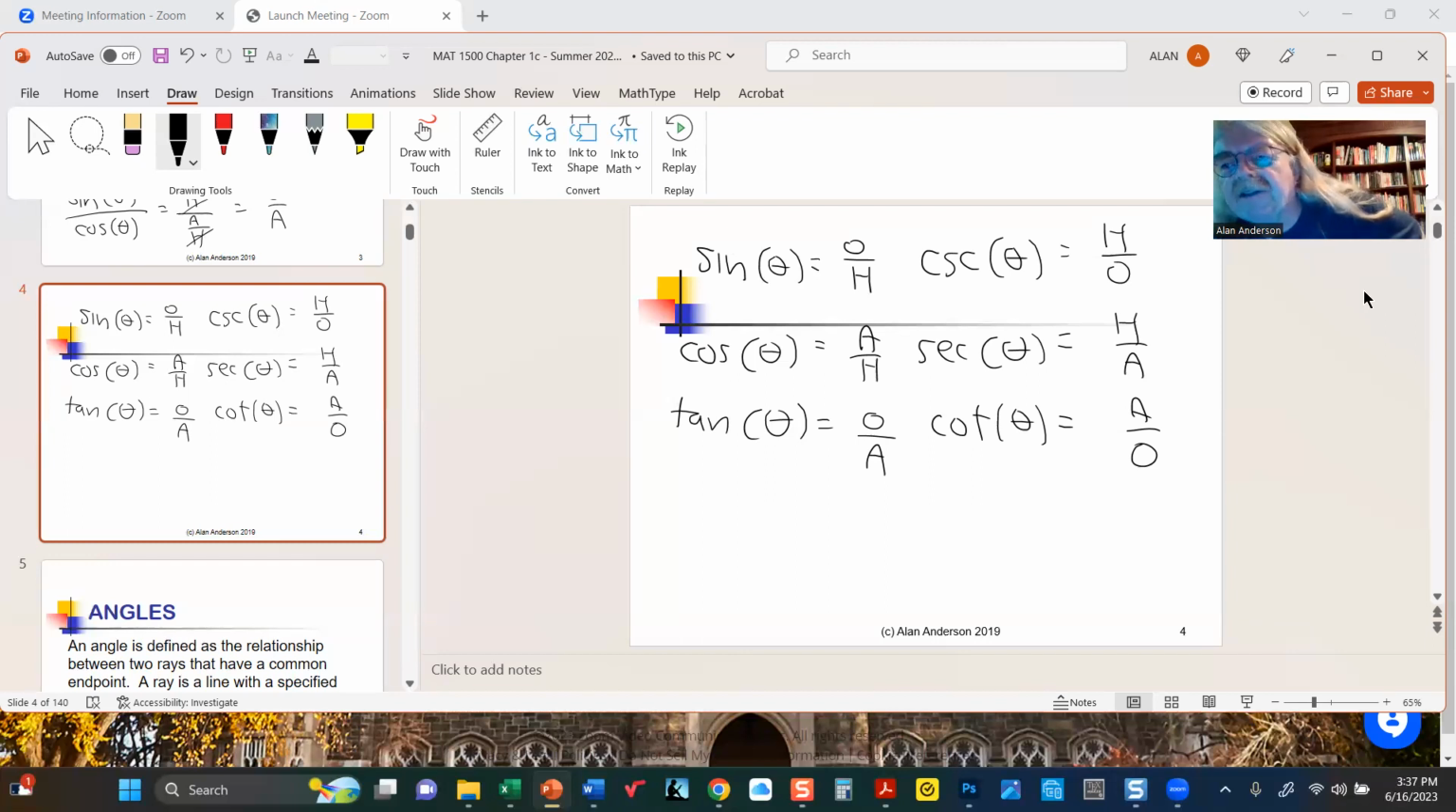For some applications, degrees are more convenient. For some applications, radians are more convenient. That's why we use them both. So just be aware that you can tell your calculator which one you mean before you do any calculations. If you don't tell it, you're going to have a problem.